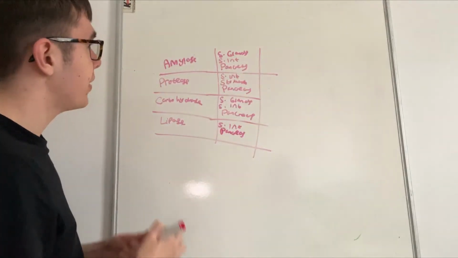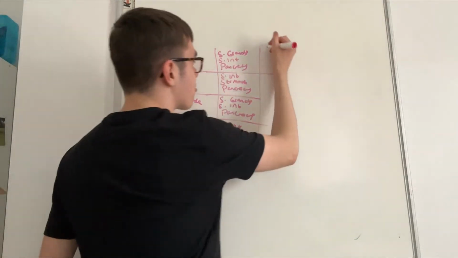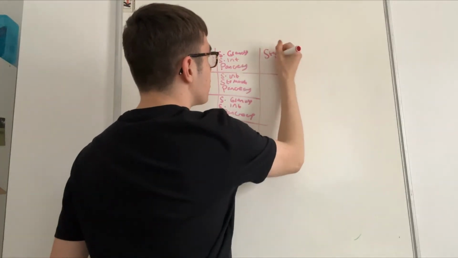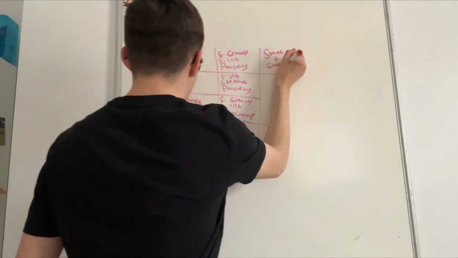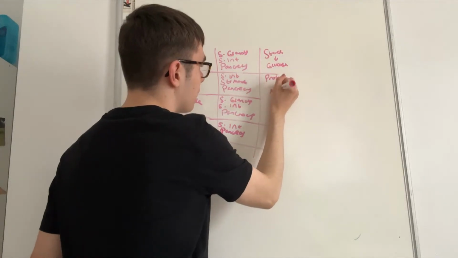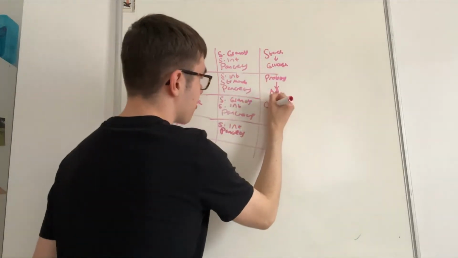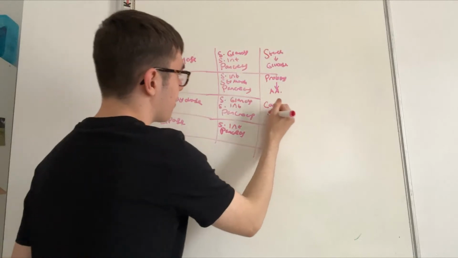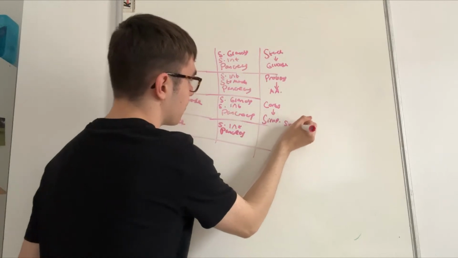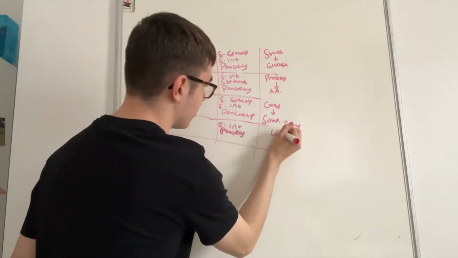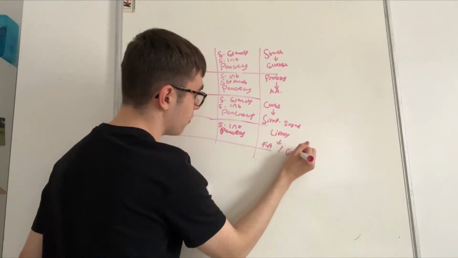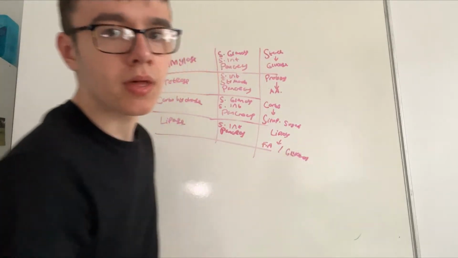So there you go. Now, amylase converts starch to glucose. Proteases convert proteins to amino acids. Carbohydrase is obviously carbs, and that goes to simple sugars. And finally, lipase turns lipids into fatty acids and glycerol. So there you go.